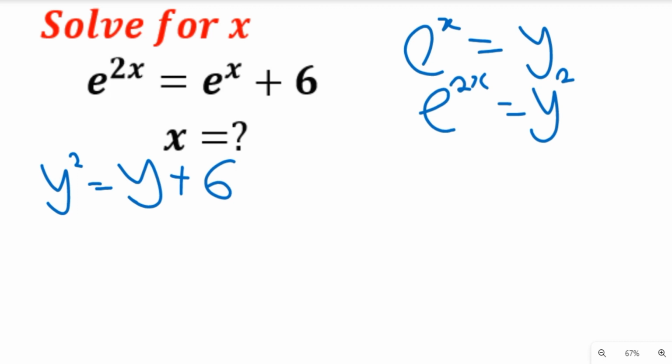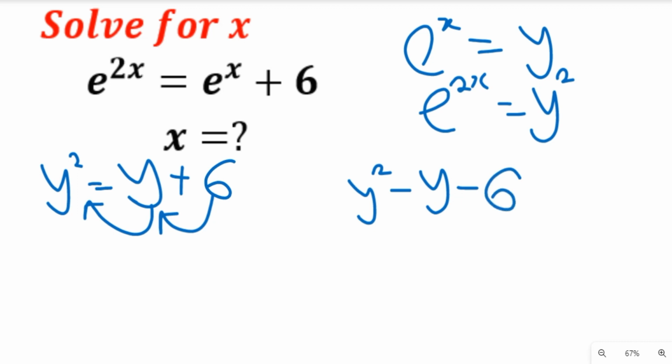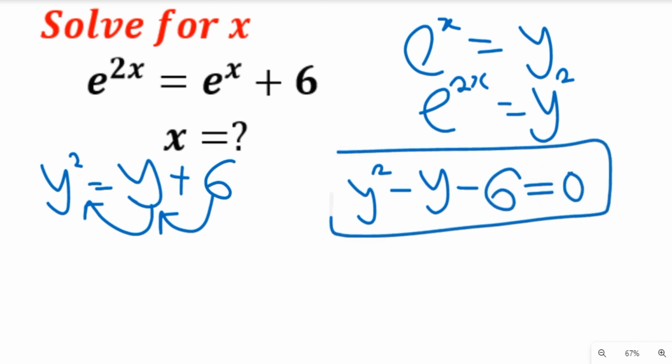So we rearrange that equation. y will come over to the left hand side, and plus 6 will also move over to the left hand side, and that will give us y squared minus y minus 6 equal to 0. This has formed what we call a quadratic equation.